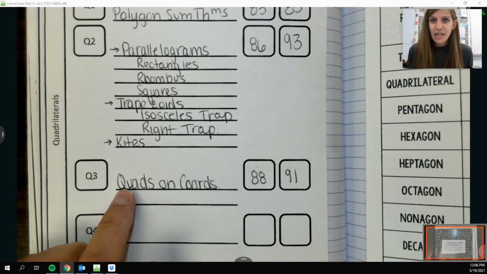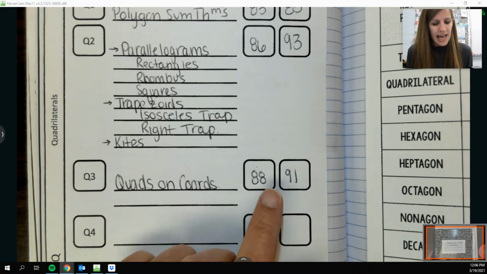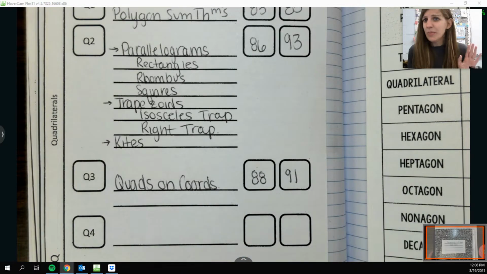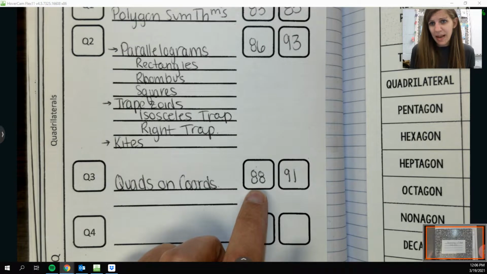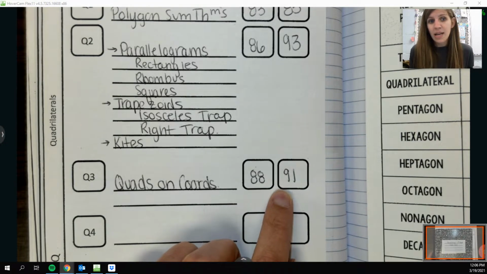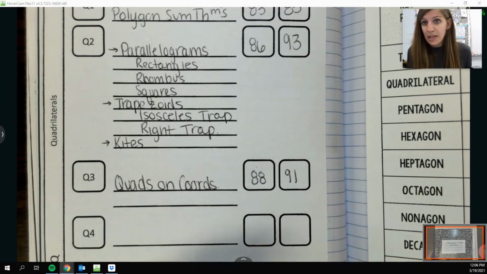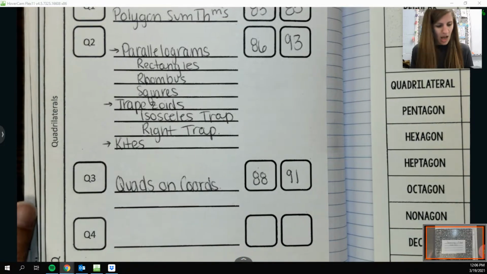So the last thing we're going to talk about is quadrilaterals on the coordinate grid. That's actually placed throughout our notebook in a little bit of random spots. So really the best place to look is 88 through 91, and we'll talk about a couple of different quadrilaterals there. And yeah, let's dive right in.